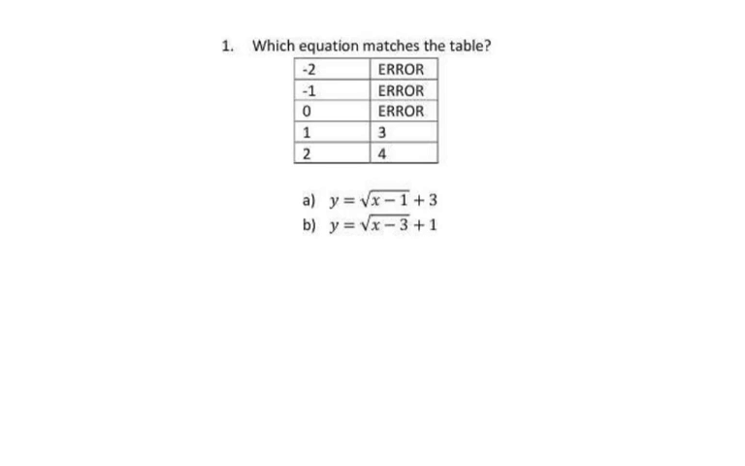You need to have an error for all three of those, and then at 1 you need to have 3, and at 2 you need to have 4, so it's going to be A. Okay, so just put those in y equal, go to your table, compare the table on your calculator to the table on the paper.